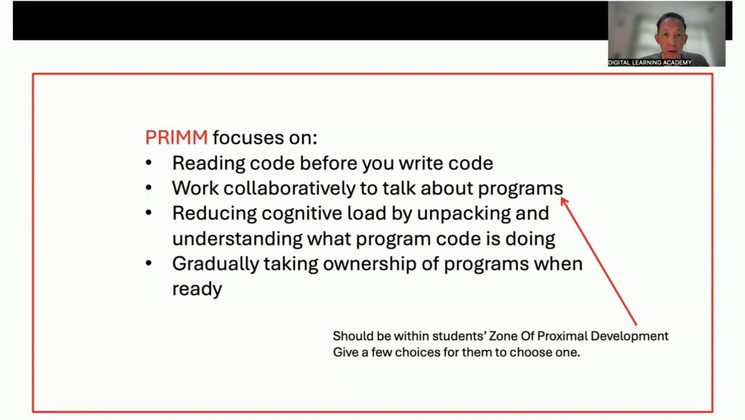Point 1, reading code before you write. Explain in detail and split the code into smaller parts. Give a small task in each of them. Point 2, work collaboratively to talk about the program. Give some examples with the codes and provide an opportunity for each group to create effects of their own choice.